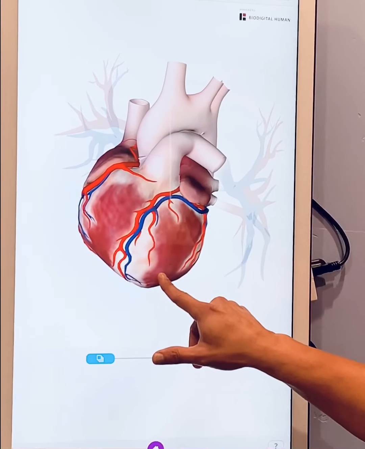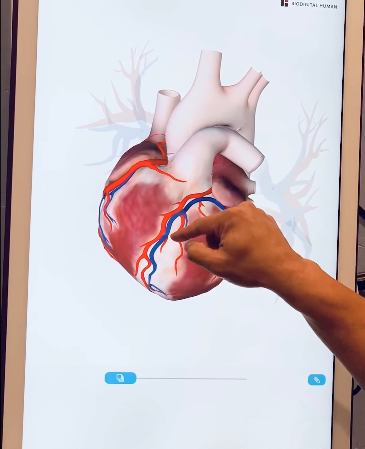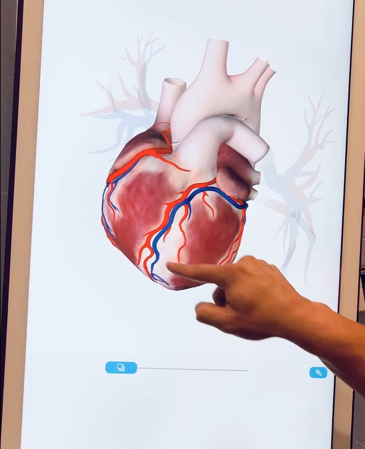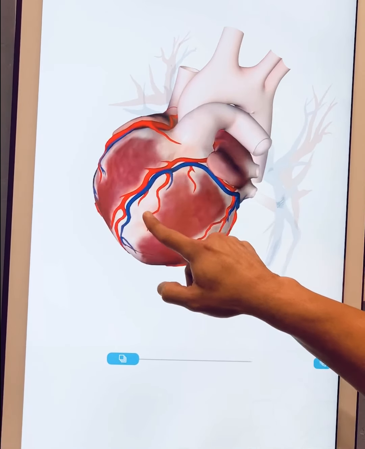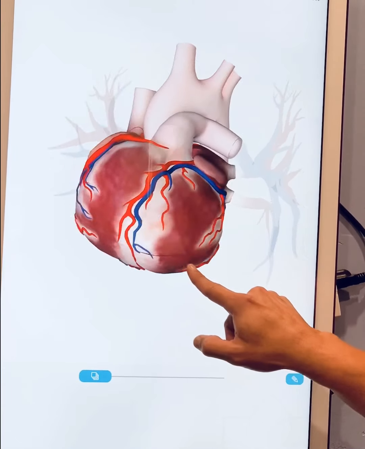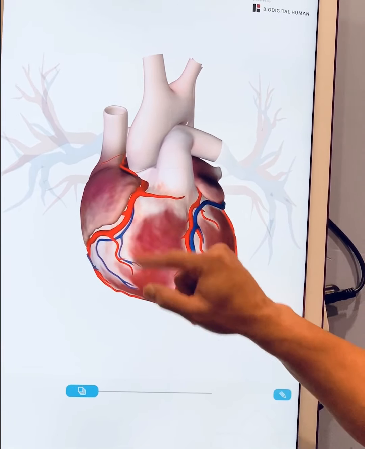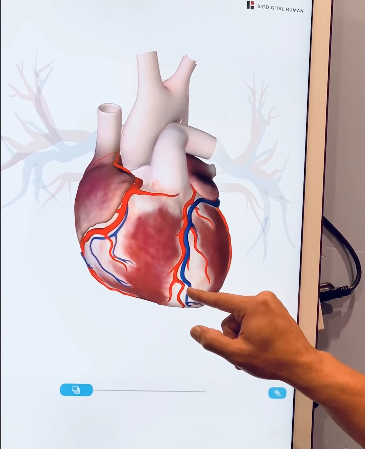There are three arteries which run on top of the heart and give branches inside. This is the one which goes in front of the heart, we call it the LAD. There's one which wraps around the heart, we call it the left circumflex artery. And then there's an artery on the right side of the heart, we call it the right coronary artery.